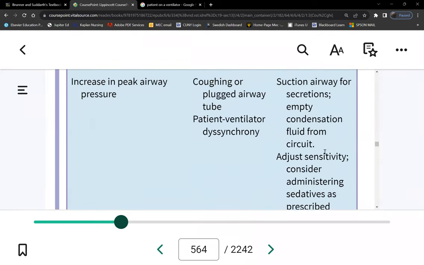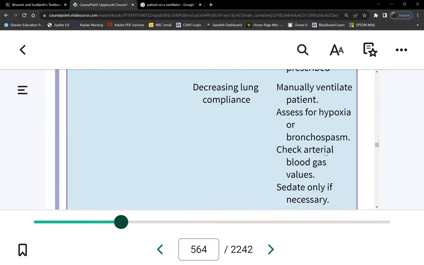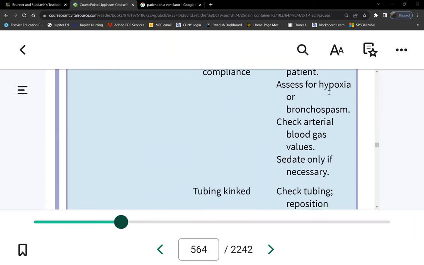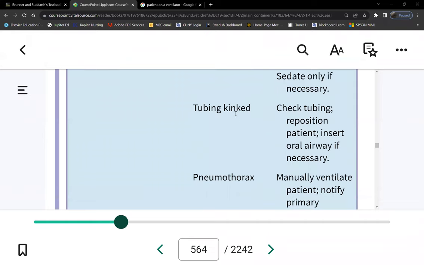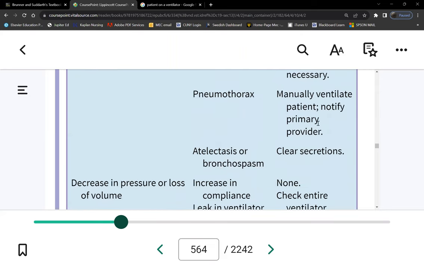Or maybe the patient is just restless because your propofol is empty. There's no more sedation. So make sure they're sedated. Here, decreased lung compliance. What kind of pressure again? High or low? High pressure. All right. Here, the tubing is kinked. High or low pressure? High pressure. And these are your actions. Last column is how do you fix it? Do you have to call RT each time? No, because when will they come?